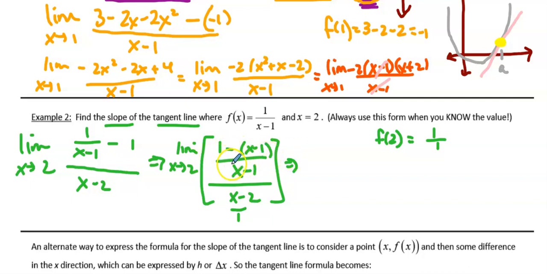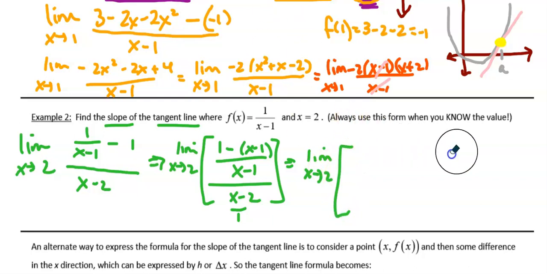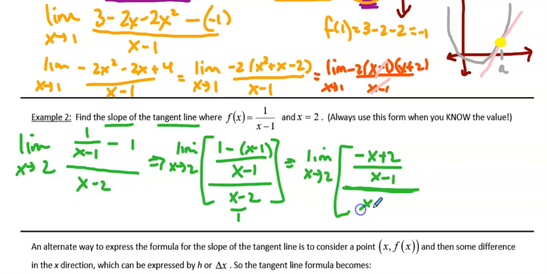Make sure we keep our notation, right? Keep our notation: limit as x approaches 2. I was getting so excited about simplifying this that I completely forgot about the limit. Never ever lose your notation, especially if you're still dealing with variables. So it's going to be negative x plus 2 over x minus 1, and then a big fraction line here, and then it's going to be x minus 2.